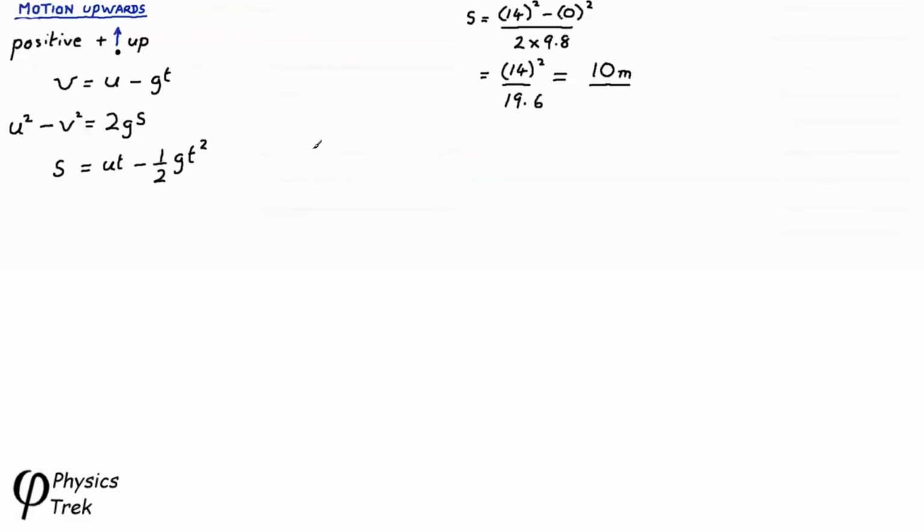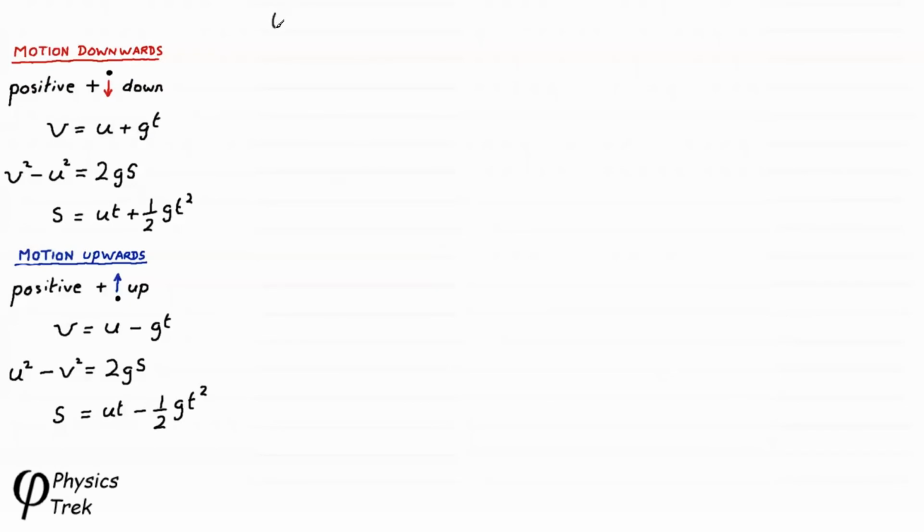Now to the second part. We need to find the time t, that's the time to the maximum height. We have u, v and g, so obviously we use v equals u minus gt. Taking gt to the left and v to the right and changing their sign, we get gt is equal to u minus v. Dividing both sides by g, we get t is equal to u minus v all divided by g. Putting the numbers in, t is equal to 14 minus 0 all divided by 9.8. 14 divided by 9.8 gives us 1.43 seconds. Therefore, 2t, which is what we want, is equal to 2 times 1.43, which gives us 2.86 seconds.